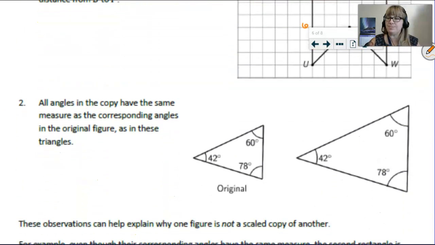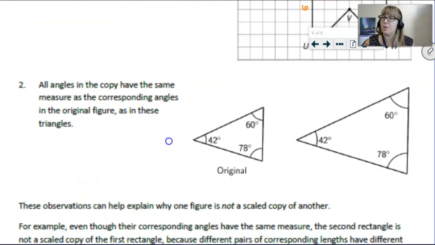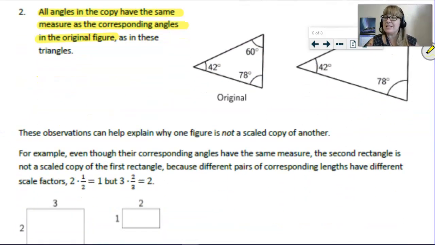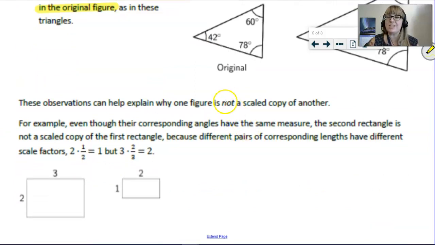So we can compare all of these things, and we don't always have to focus on those diagonals if they're too hard to measure. We also observed from this lesson that all angles in the copy have the same measure as the corresponding angles in the original figure. Just like we see in these triangles, 42 degrees corresponds with 42 degrees, 60 degrees with 60 degrees, 78 degrees with 78 degrees. It says these observations can help explain why one figure is not a scaled copy of another, just like we see here.